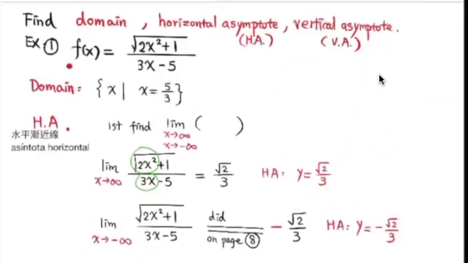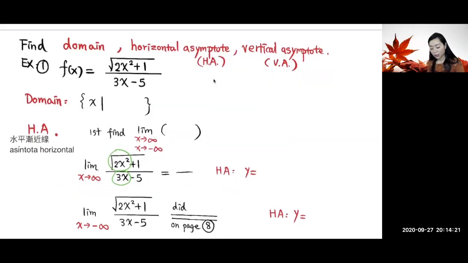I'm going to go over this example. You have a similar problem in your homework. Over here, we need to find the domain of this function, the horizontal asymptote, and the vertical asymptote. This type of problem will be on the quiz or test. Given this function, we're trying to find the domain.